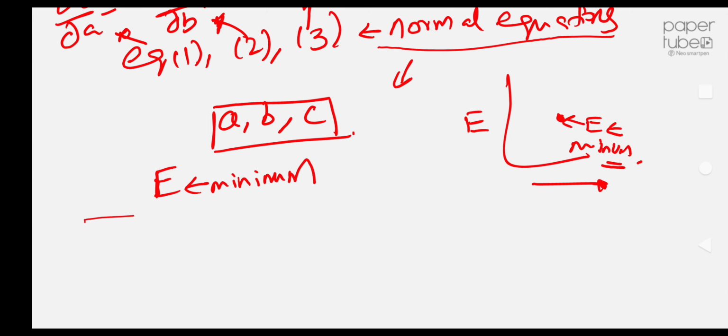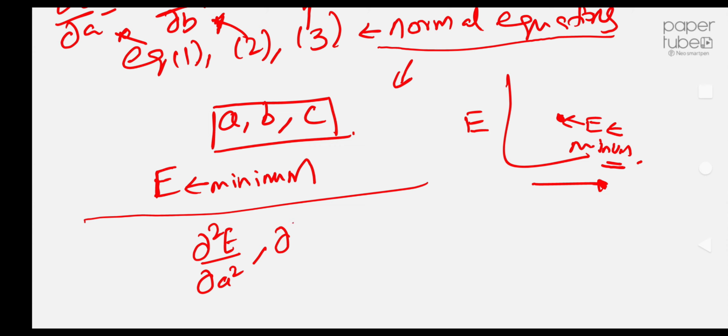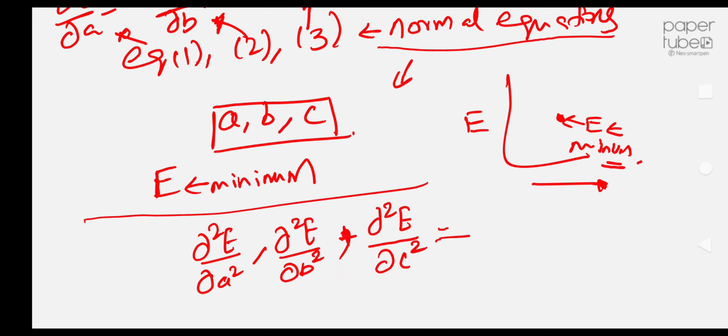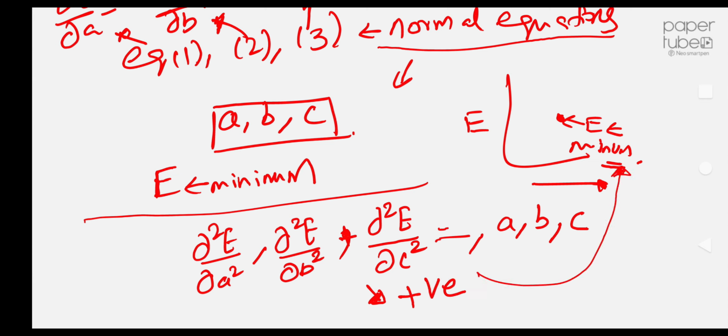If you want to prove that this point is a minimum, we can still calculate ∂²E/∂A², ∂²E/∂B², and the second partial derivative of error with respect to C. Then we substitute the calculated values of A, B, C, and we will see that the resulting value will be positive. That means the stationary point we are talking about for E will be a minimum. So that's the principle of least squares.